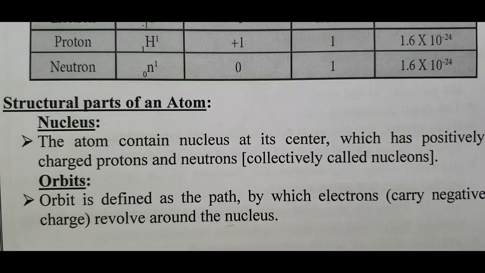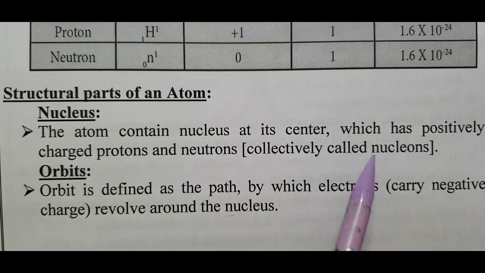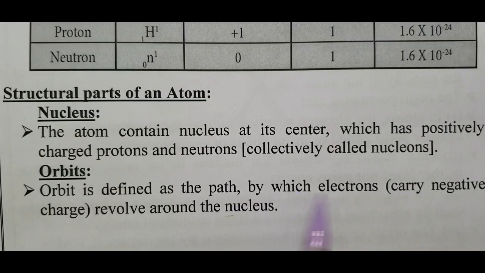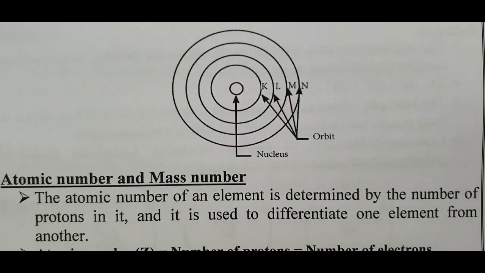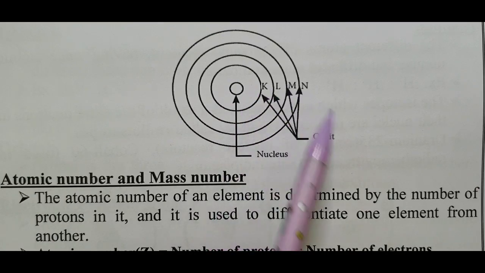Structural parts of an atom. An atom consists of a nucleus and orbits. The atom contains a nucleus at its center, which has positively charged protons and neutrons, collectively called nucleons. So, the word nucleon denotes protons and neutrons together. Orbit is defined as the path by which electrons, which carry negative charge, revolve around the nucleus. This is the structure of an atom. It consists of the nucleus, which is present at the center and is positively charged, and the orbits K, L, M, N around the nucleus.